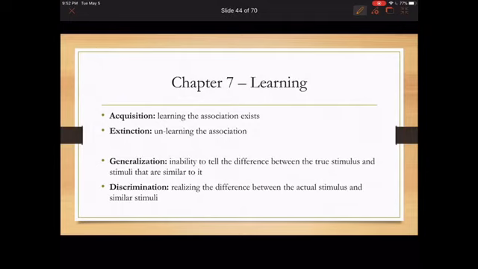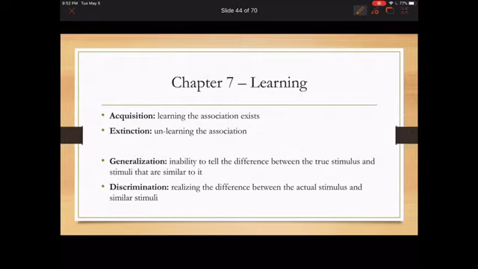Generalization, you're unable to tell the difference between the true stimulus and stimuli that are similar to it. Discrimination is being able to tell the difference. So off of this example, the bell that they're ringing. Let's say they get a second bell that's a much higher pitch than the original one that they had.